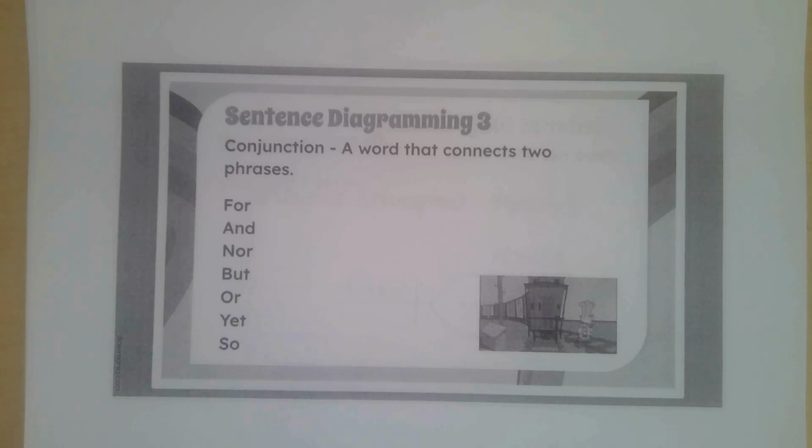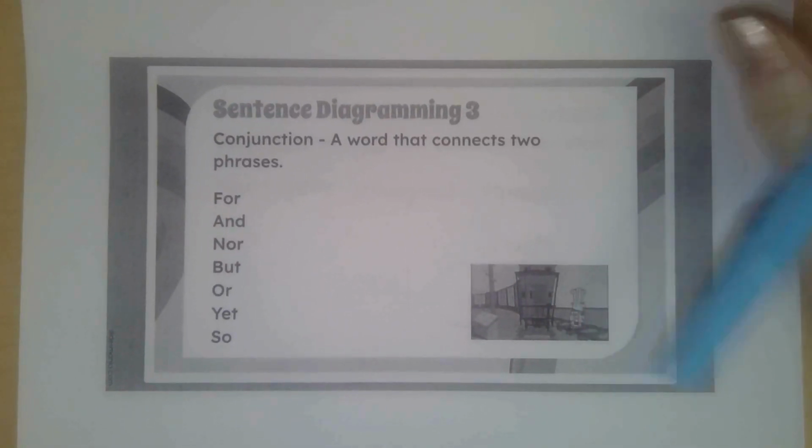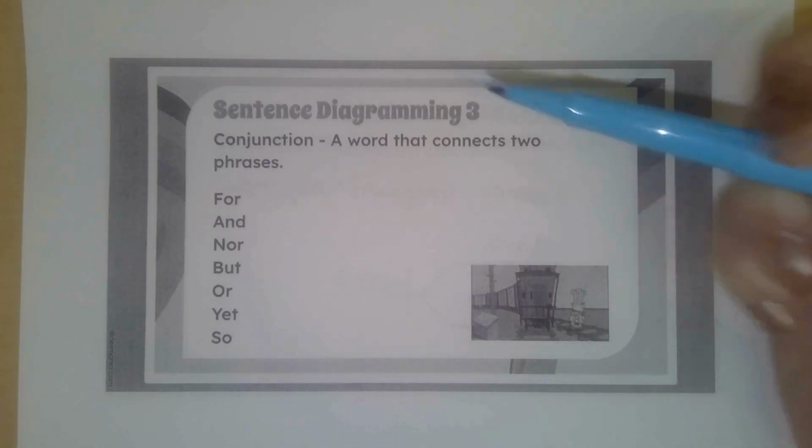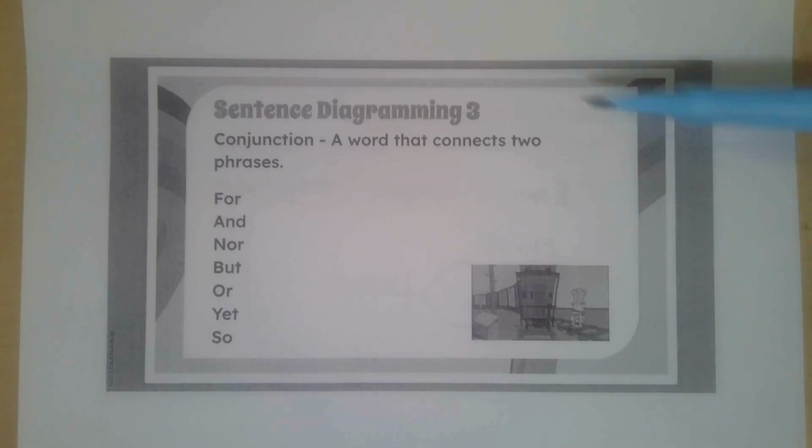All right, we are in our last video on sentence diagramming. This is part 3. We're going to be looking at conjunctions today and all the different kinds of conjunctions that there are. So, first of all, we have what conjunctions are in general. They're a word that connects two phrases.